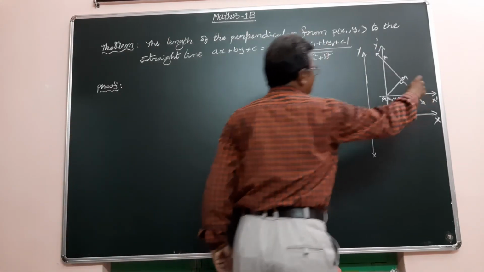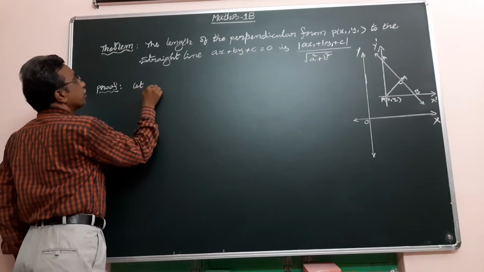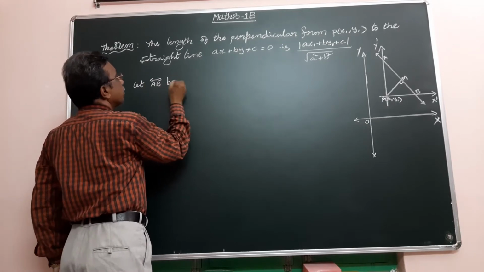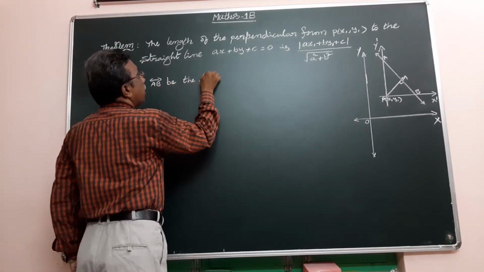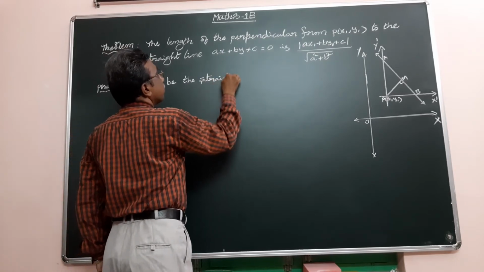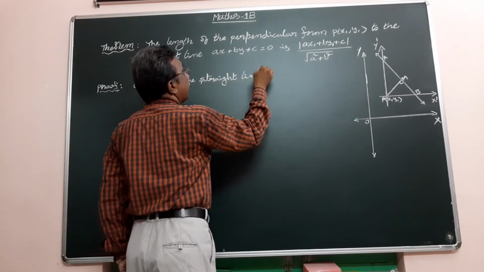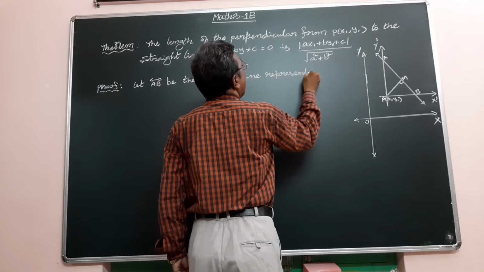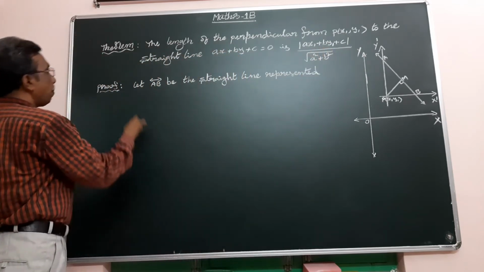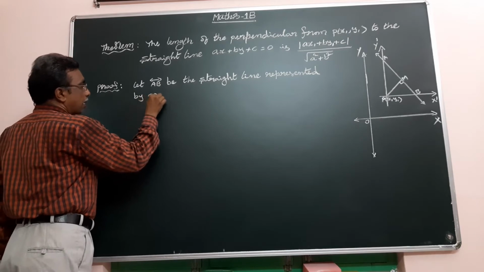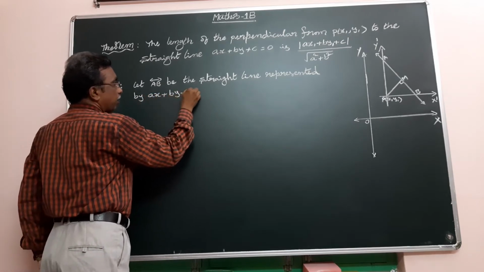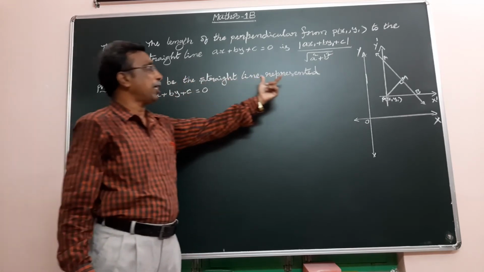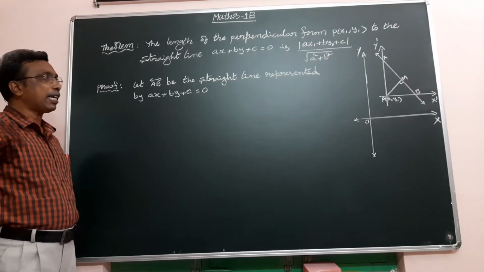Let AB be the straight line represented by ax plus by plus c equal to 0.